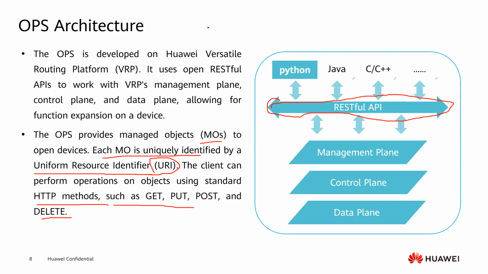Yesterday, we learned about telemetry. Telemetry uses gRPC to send device information to the collector. We also learned RESTconf, which can also configure the device. Both gRPC and RESTconf are based on HTTP. So here for the CE device, the OPS is also based on HTTP, because it uses RESTful API.